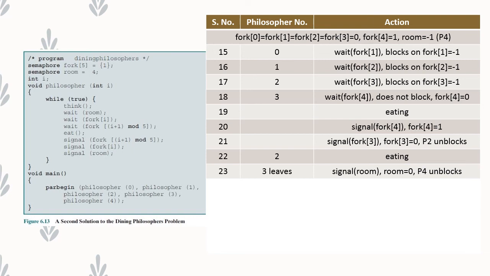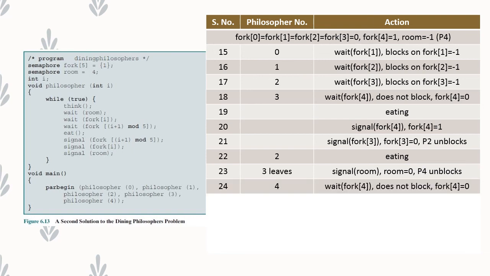Philosopher number 3 leaves by signaling on room. Room becomes 0 and philosopher number 4 unblocks. Philosopher number 4 waits on fork 4, does not block, fork 4 becomes 0. Then it waits on fork 0, which is 4 plus 1 mod 5, and blocks on fork 0. Fork 0 becomes -1.